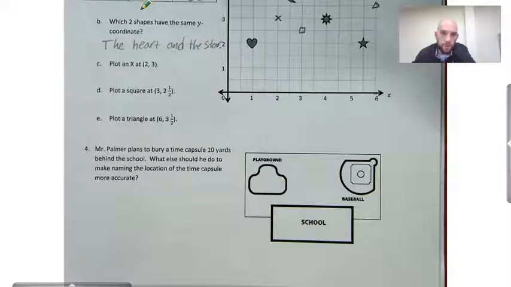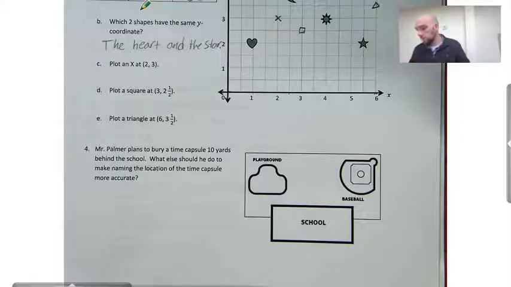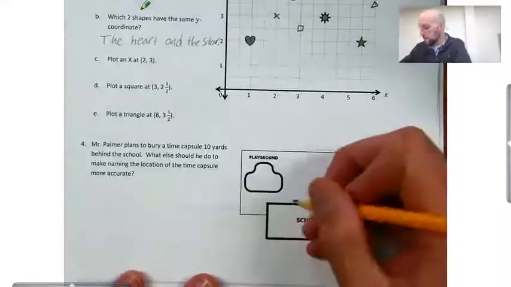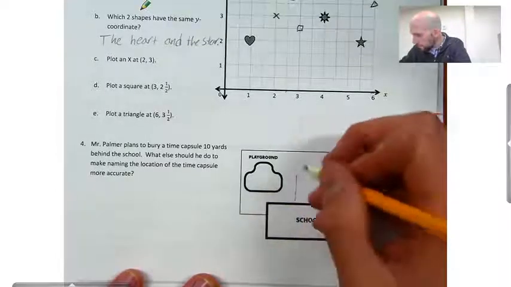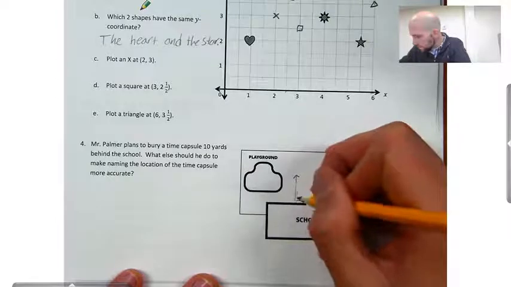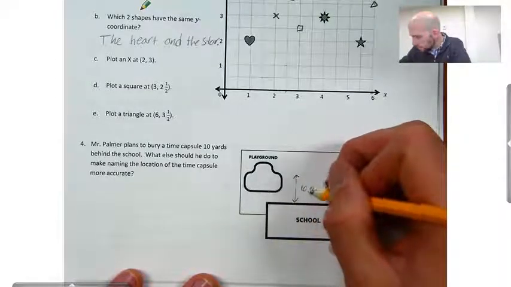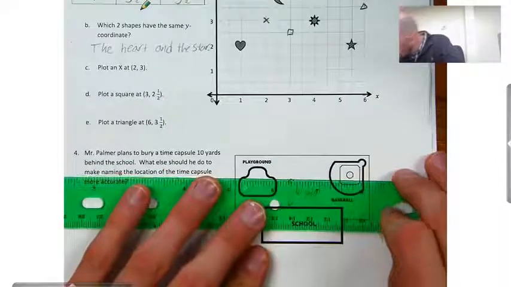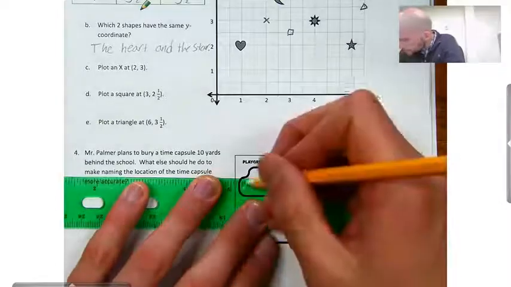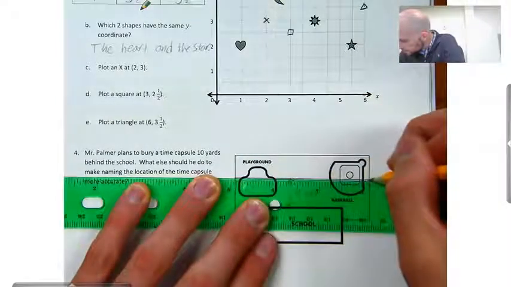Then number 4 says Mr. Palmer plans to bury a time capsule 10 yards behind the school. What else should he do to make naming the location of the time capsule more accurate? So he wants to go 10 yards back. So 10 yards. There's 10 yards. And I'm just going to draw a line. So this would be 10 yards.